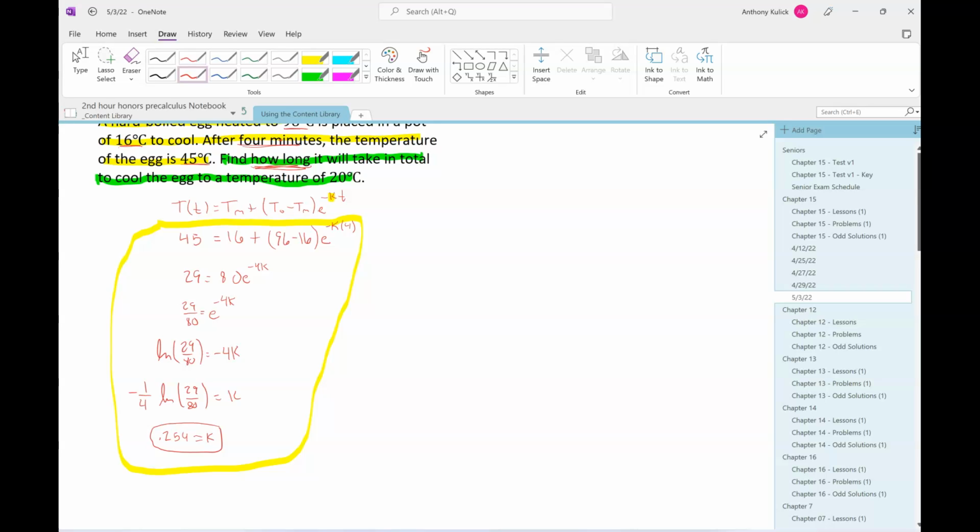All right. Okay. So that's T that we're solving for, and the 20 degrees then would be our T of T, right? Because the Tm isn't changing. The T naught isn't changing. Because it's still the same egg and just cooling further, right? Everybody's right on this. Same steps now, right?